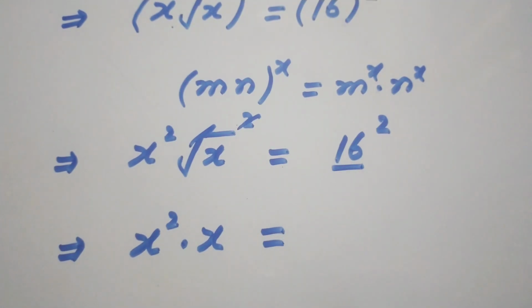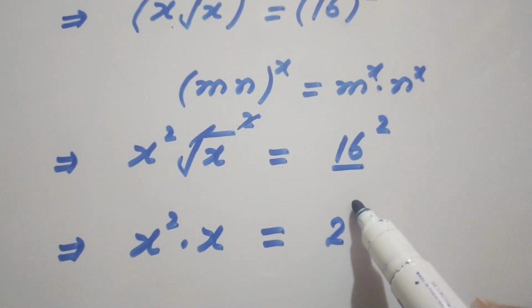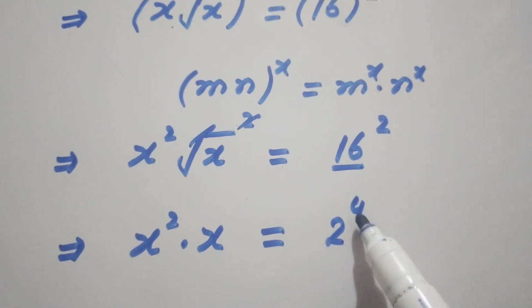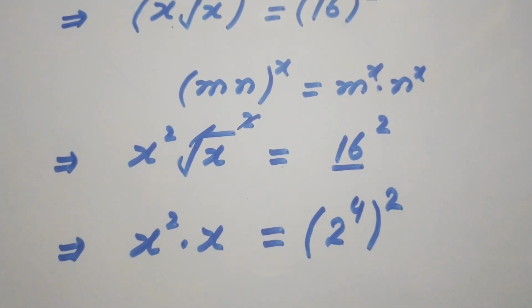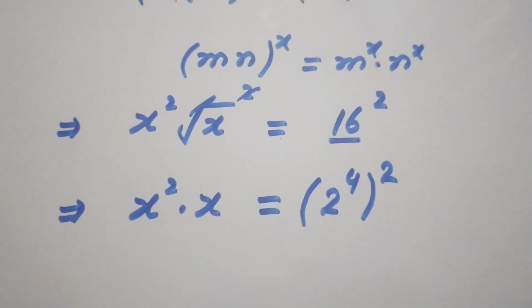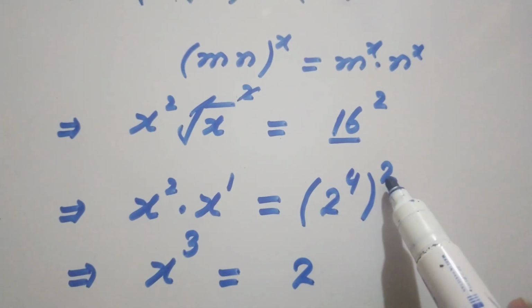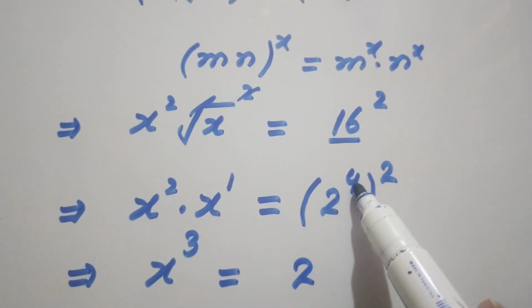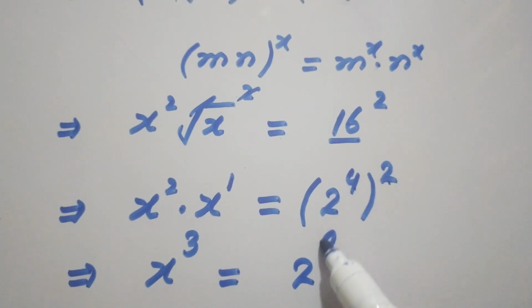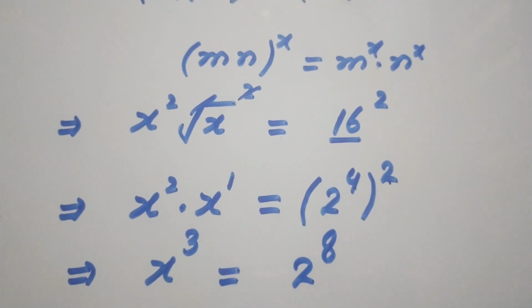x is equal to 16. We can write this as 2 power 4, if we multiply 2 with itself 4 times we get 16, and this whole power 2. So now when the bases are same and multiplying each other, then their powers will be added. So this will become x power 2 plus 1, 3, is equal to 2 power 4 and whole power 2. So we will multiply this 4 multiplied by 2, which is 8. So now we have 2 cube is equal to 2 power 8.